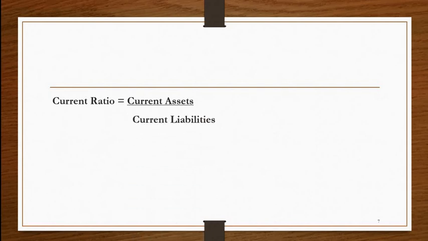Current ratio, we know the formula, that is current assets divided by current liabilities. We already calculated the current assets and current liabilities, so the current ratio will be 2.04.